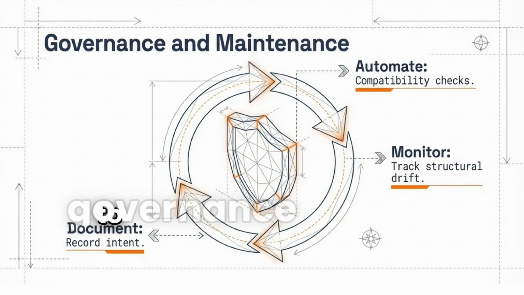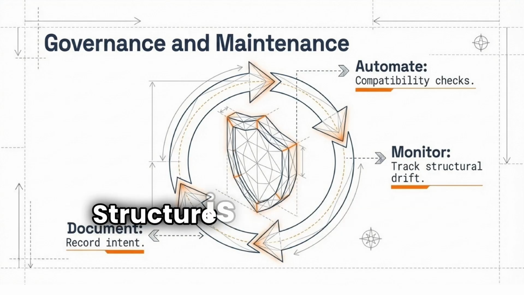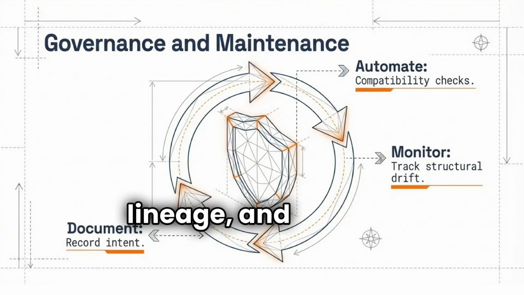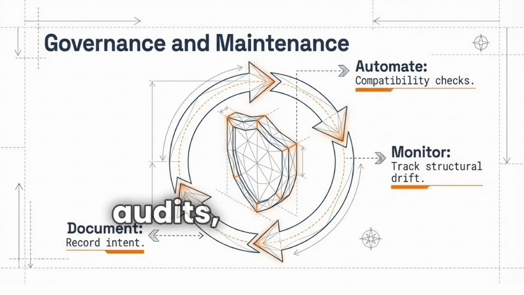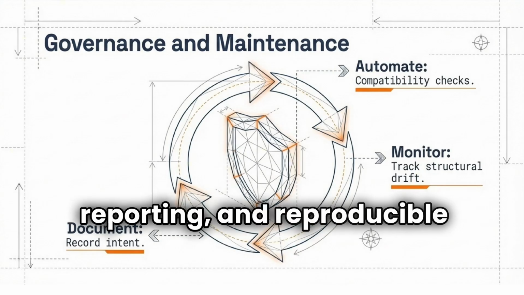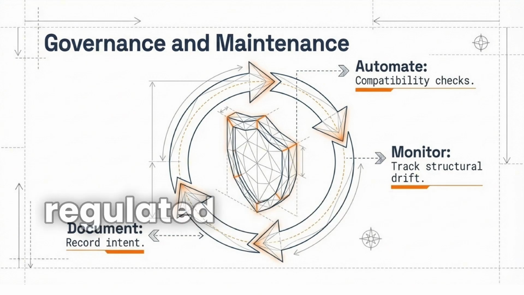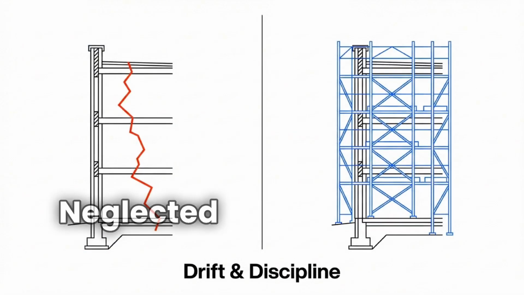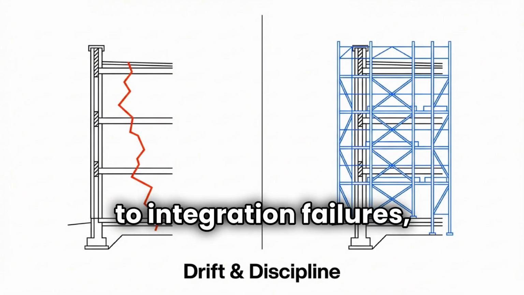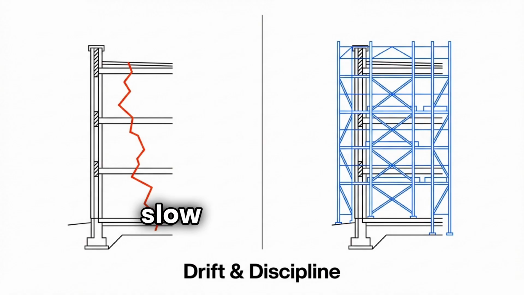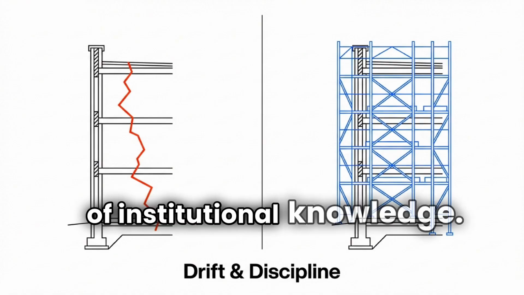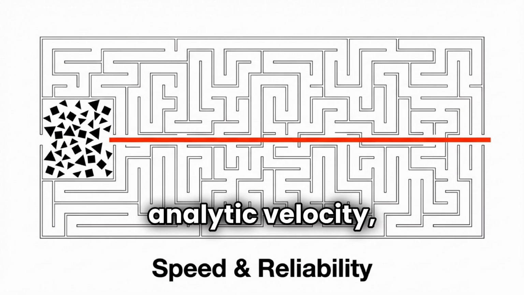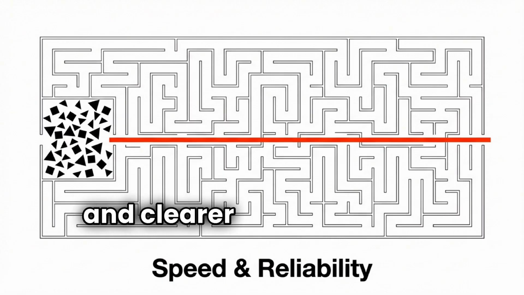How does structure relate to governance and trust? Structure is the backbone of data governance because it encodes the rules for access, lineage, and quality. Clear structure supports audits, compliance reporting, and reproducible analyses, all critical for regulated environments. Finally, what are the implications of neglecting structure? Neglected structure leads to integration failures, incorrect analyses, slow development cycles, and loss of institutional knowledge. Conversely, investing in structure yields faster analytic velocity, more reliable systems, and clearer accountability.